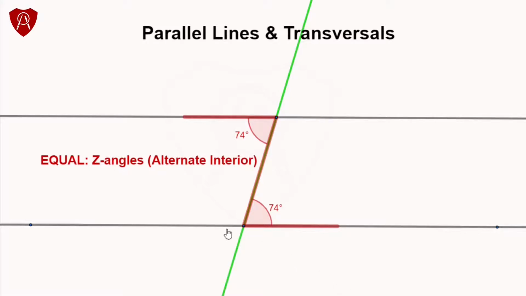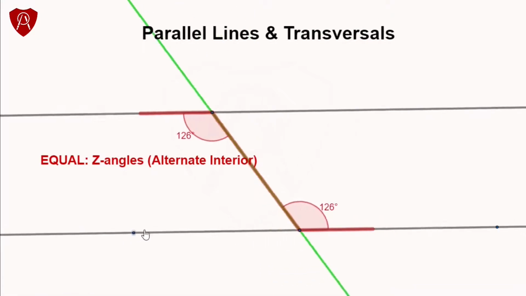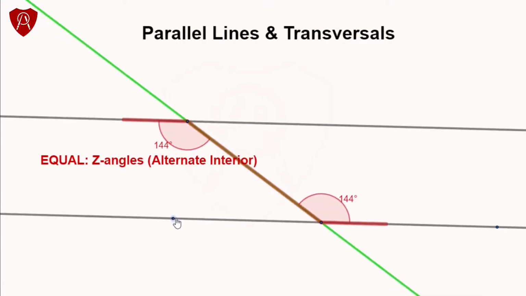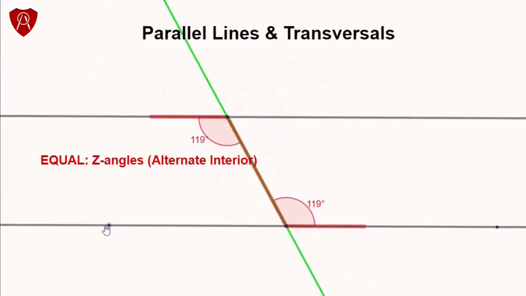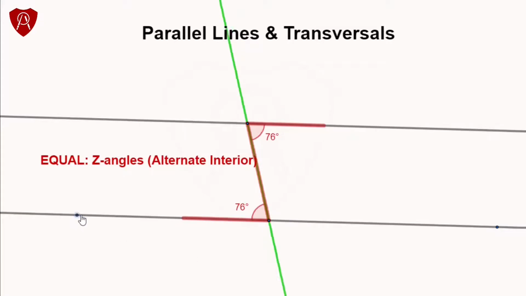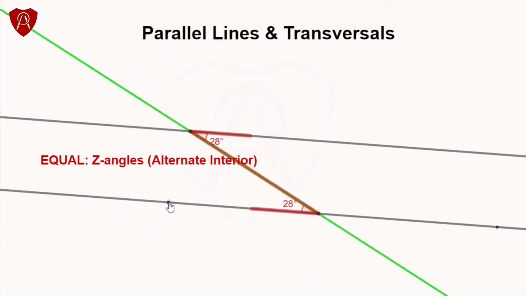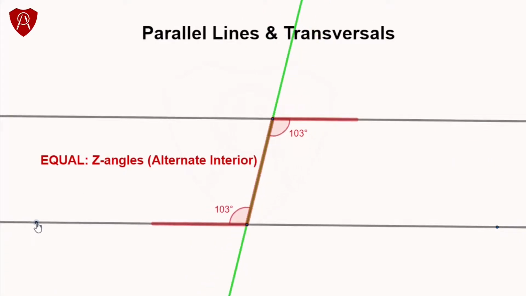So the shape Z may look sometimes very obvious, sometimes it may be stretched out, but the same relationship holds. Sometimes it may be squished, but the same relationship will always hold. And sometimes Z could appear flipped over, so don't ever miss the shape in whichever orientation. Z angles, also known as alternate angles, are always equal.